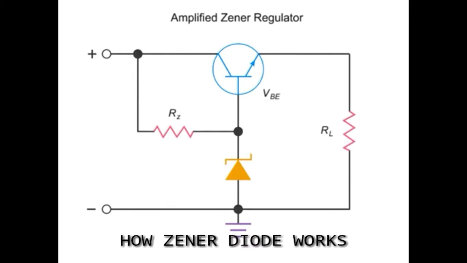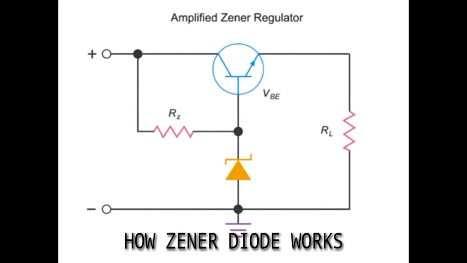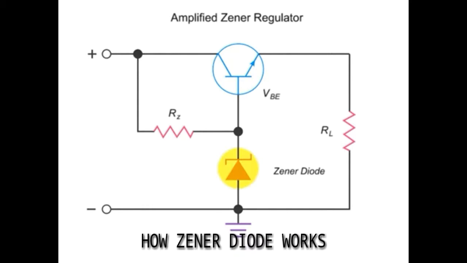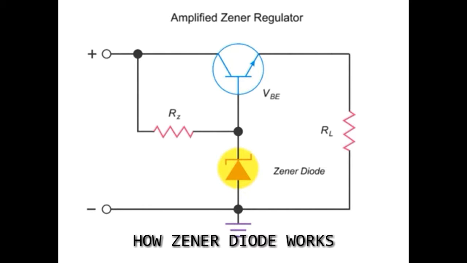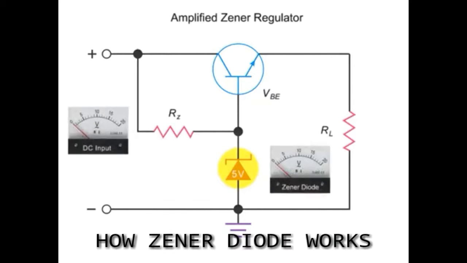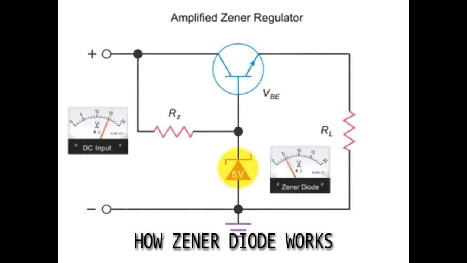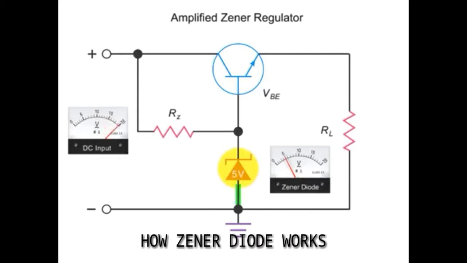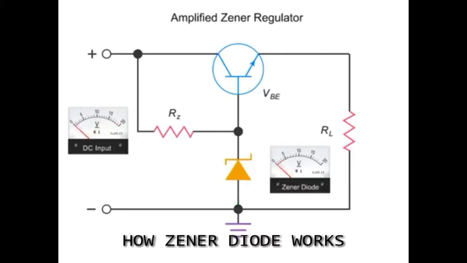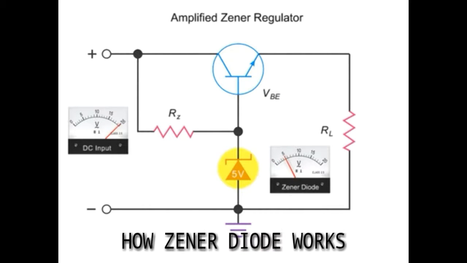An amplified Zener regulator controls voltage levels across a circuit. The regulator gets its name from its primary component, the Zener Diode. The Zener Diode is a fixed diode that maintains a given voltage value no matter what the unregulated DC input might be. In this demonstration, we'll put in 20 volts and use a Zener diode with a value of 5 volts.